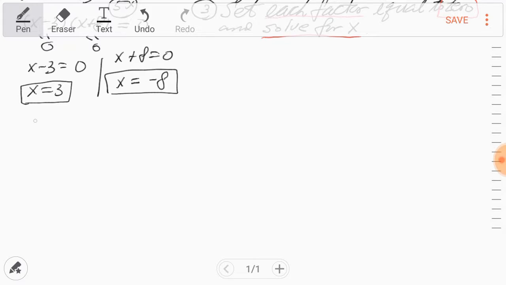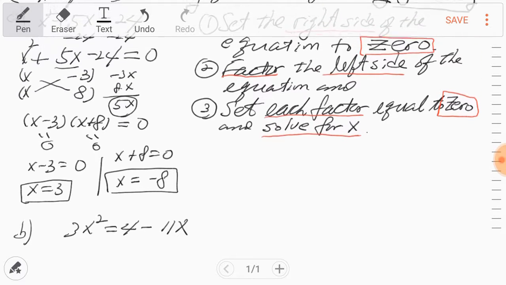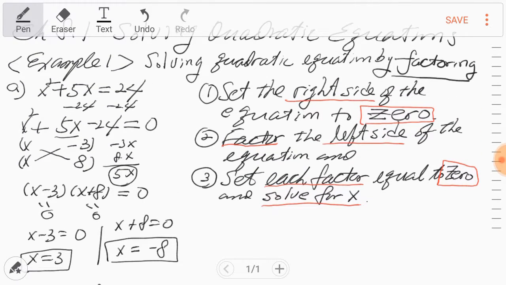Okay, we can try another example, B. This example is 3x squared equals 4 minus 11x. In order to solve this equation, we have to set the right side of the equation equal to 0, and then factor the left-hand side of the equation. And for each factor, we will set it equal to 0 and solve for x.